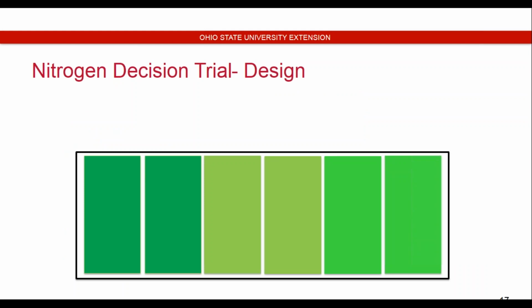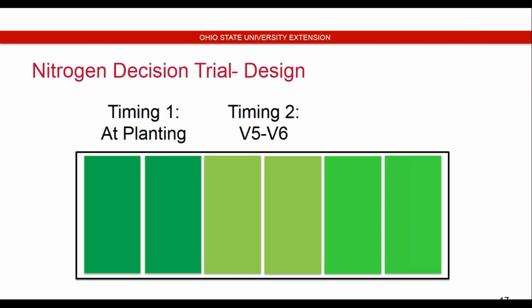So the way this trial is laid out is we have 6 different treatments, and it's split through 3 different timings. So our first timing where we apply nitrogen is at the time of planting. We apply nitrogen again at V5, V6, so traditional side dress, and then we have a late season application.